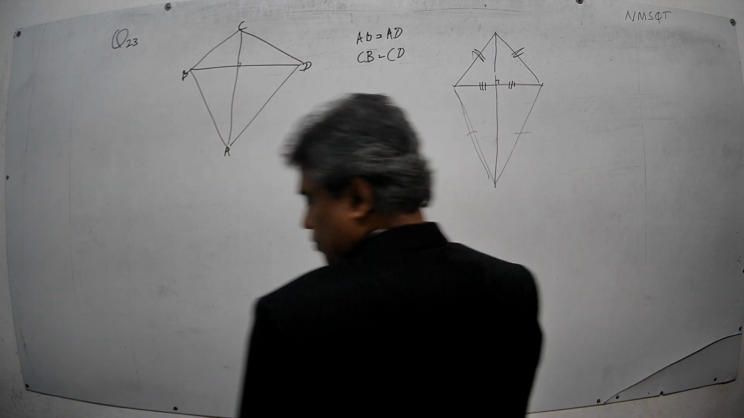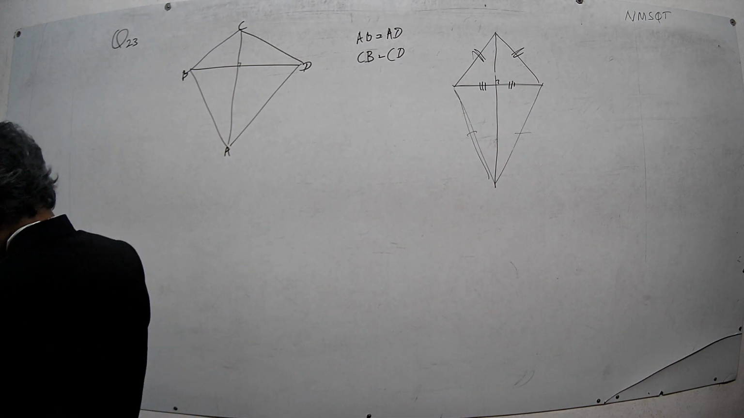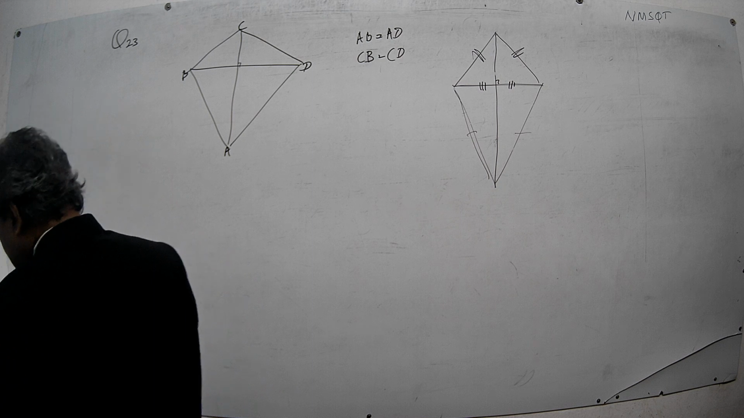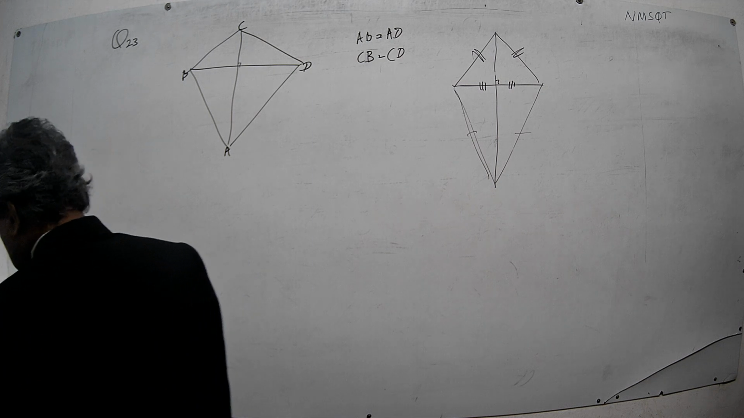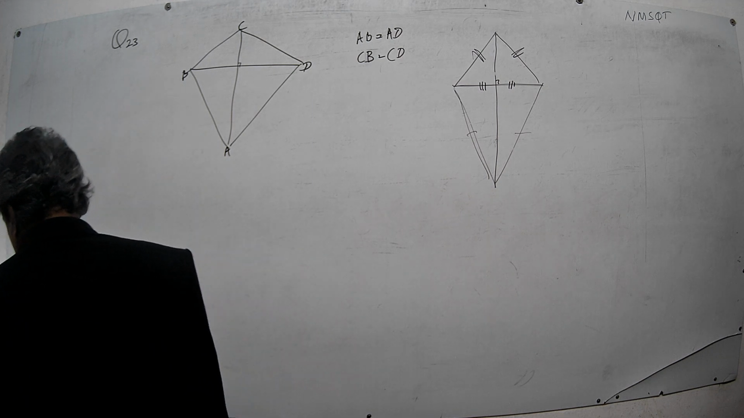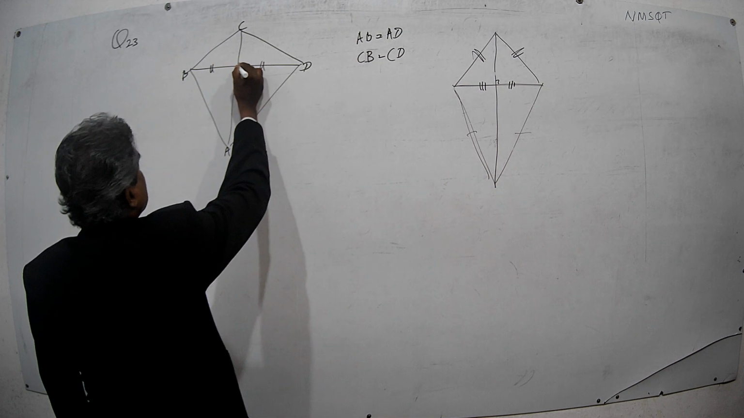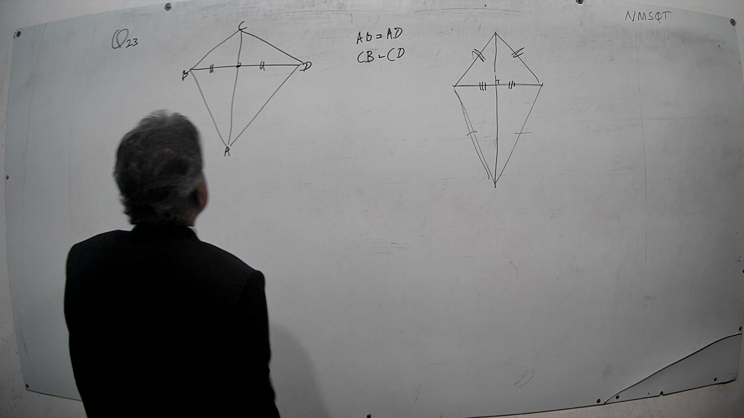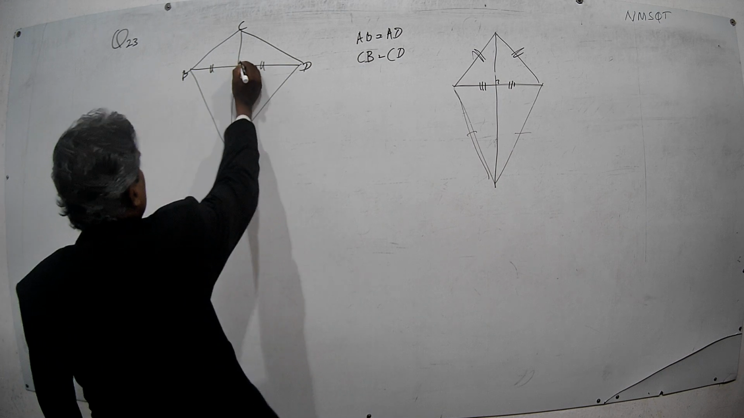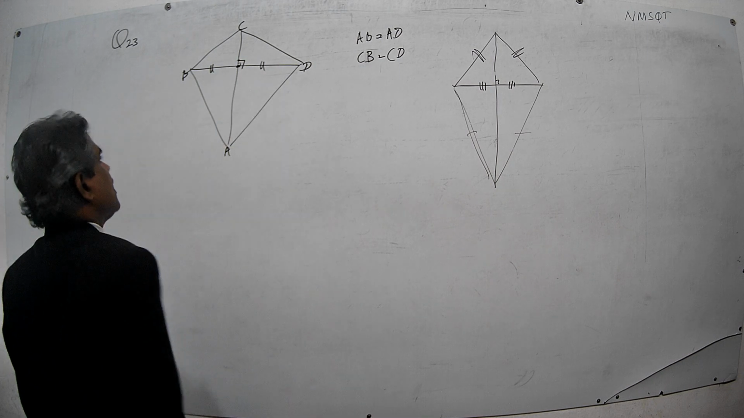Now they ask something, right? Then this part equals this part. That means this point is the midpoint of line BD. This is perpendicular to this one. Here there is 90 degrees. Right?